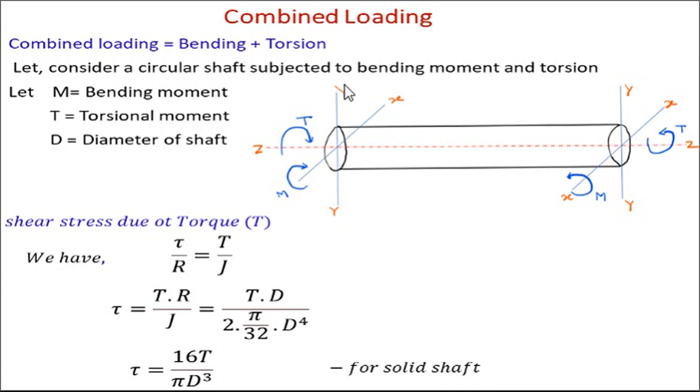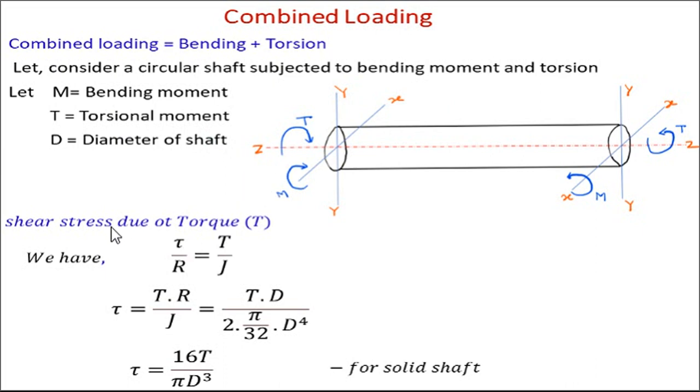So let us consider a circular shaft. In the figure you can see the circular shaft subjected to a bending moment acting on one of the axes, and there is a torsion, symbolically represented by capital T for torsion and capital M for bending moment. Both these loads are acting on different axes. So let M be the bending moment, T the torsional moment, and D the diameter of the shaft.